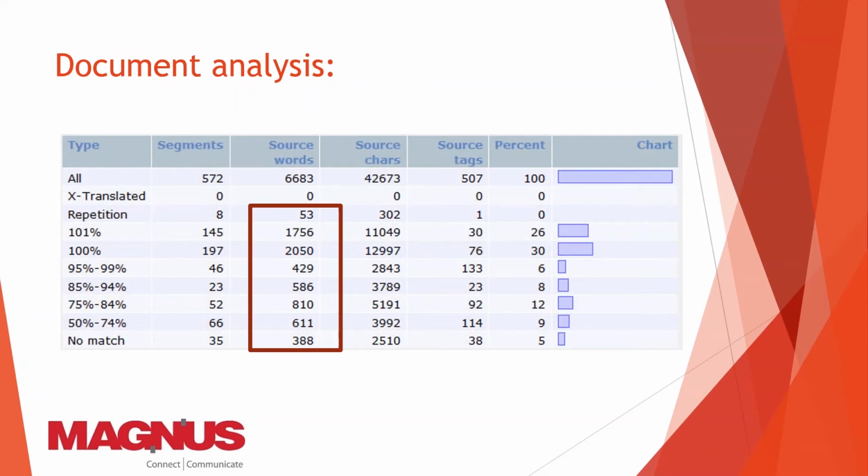You can see that the bottom category is no match. This is a segment in the document which does not exist in the database. 100% match. The same segment in the document appears in the database. 101% match. The source segment in the database was saved with its preceding and following segment. The same sequence of segments appears in the document. Repetition. Segments that appear again and again within a project.